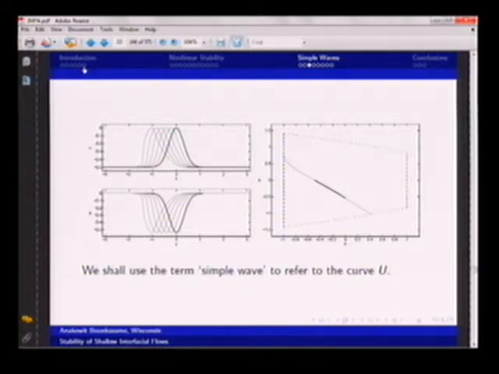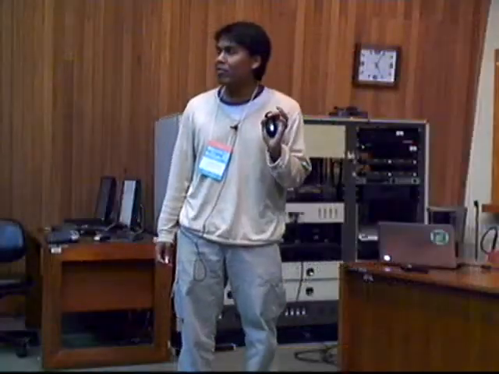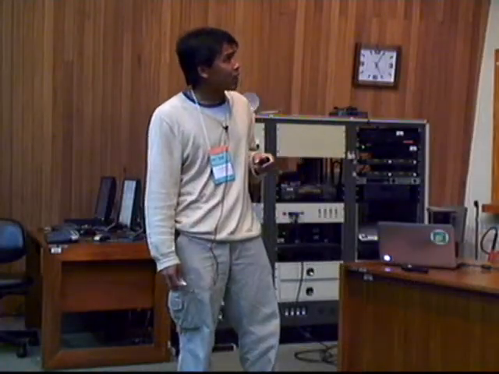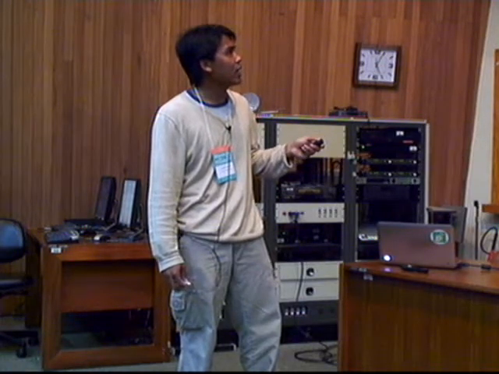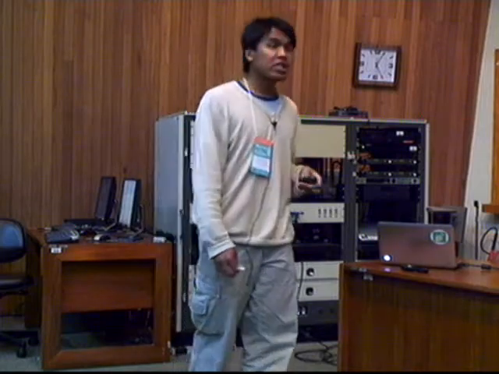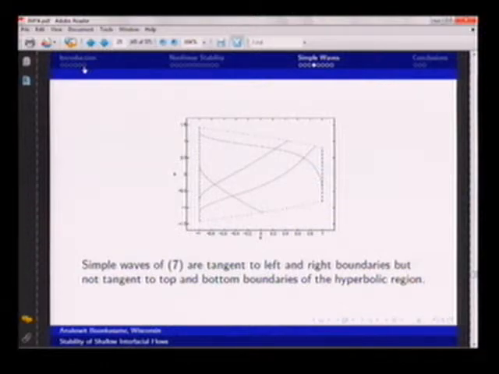All right, so how can we take advantage of the simple wave? Let me show you something else first. Just to give you some intuition, let me show you some examples of simple waves for the system 7. I show you 4 examples here: this one, this one, this one, and this one. You can check that the simple waves are tangent to the left and the right boundaries, but not tangent to the top and the bottom ones.